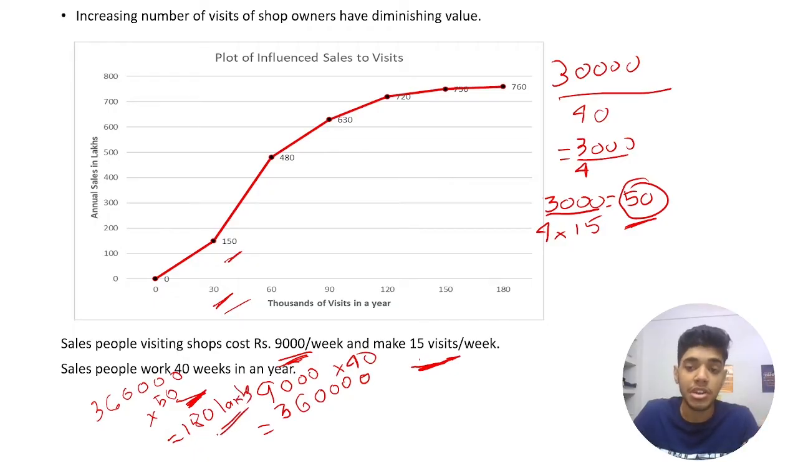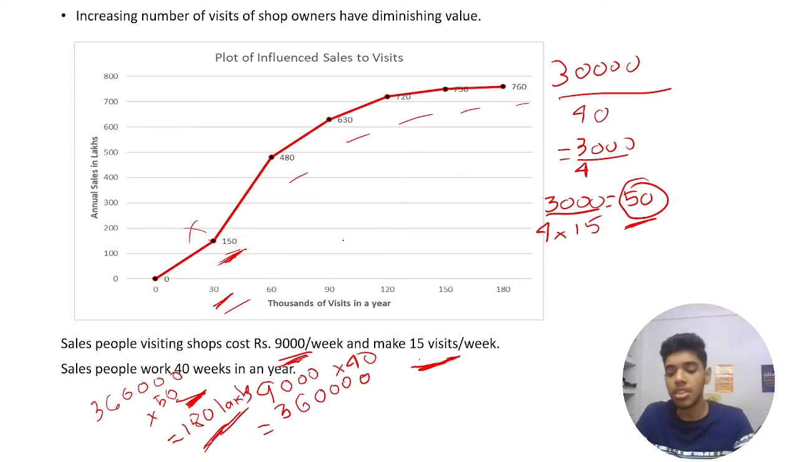So this is the total investment for sending salespeople to visit shops, and we are getting annual sales of 150 lakhs. So we are getting a loss in this case. We are not getting any profits. So we check for each of these cases, 480, 630, 720, 750, and 760, and find out where we get the maximum profit. We find the investment we are making in salespeople, cross-check it with the annual sales in lakhs, and then compare in which case we get the maximum profit. There we can get the optimal number of salespeople we should send to visit shops.